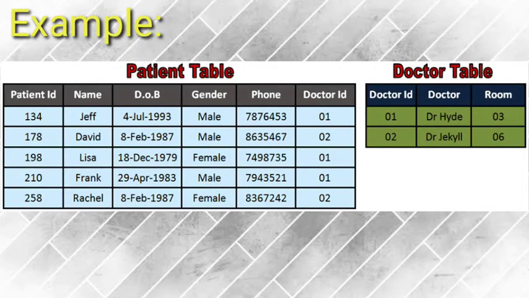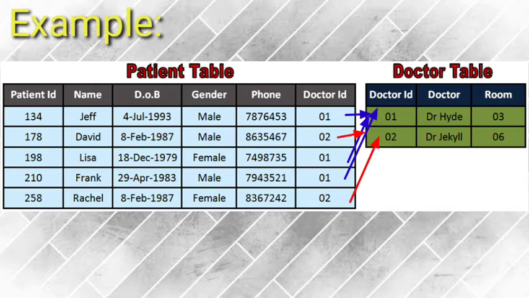See an example here. I'm taking two tables. One is a patient table which contains the records of the patients, and the second one is a doctor table which contains the details of the doctors who are observing those patients. Now suppose that Zeph, Lisa and Frank are being observed by Dr. Hyde, and David and Rachel are being observed by Dr. Jekyll. So the doctor ID confirms the name of the doctor. Instead of writing the name of the doctor every time in front of the patient details, we have created a separate doctor table which contains the details of the doctor.